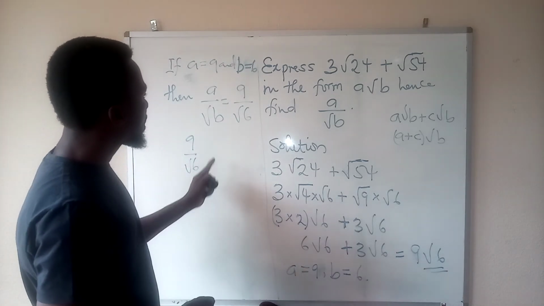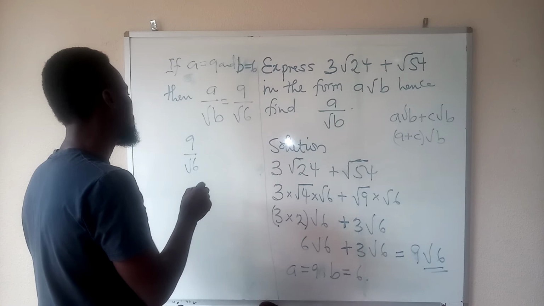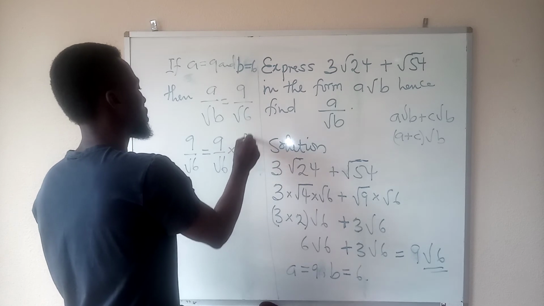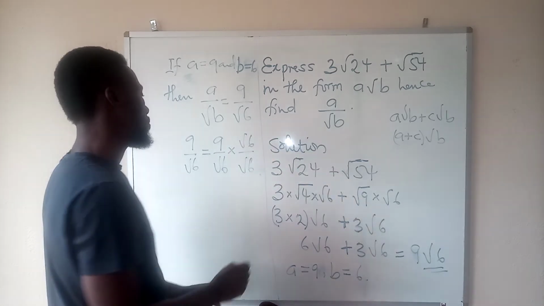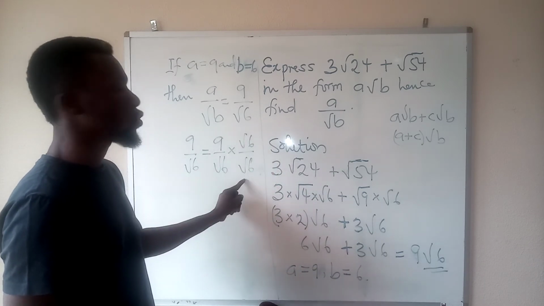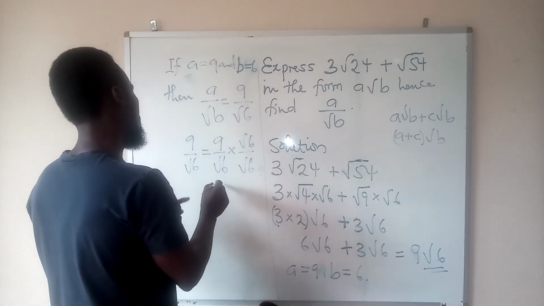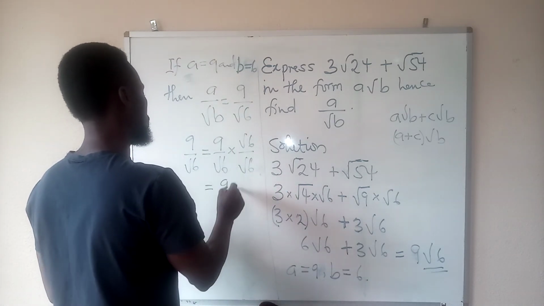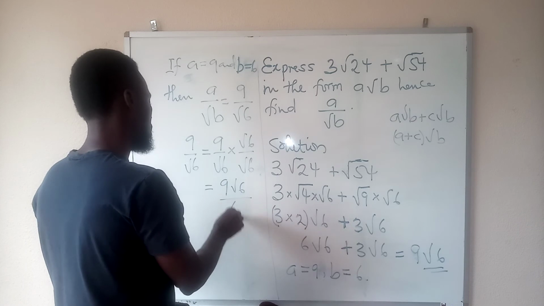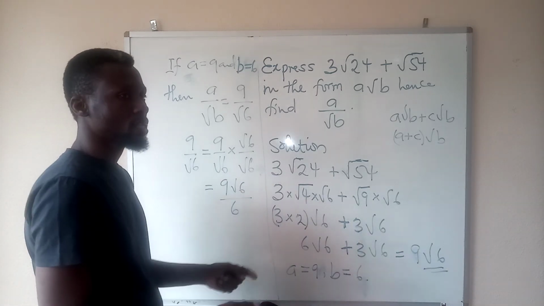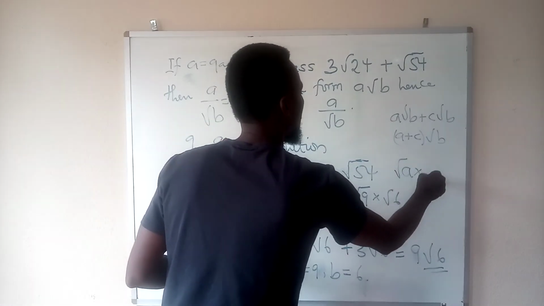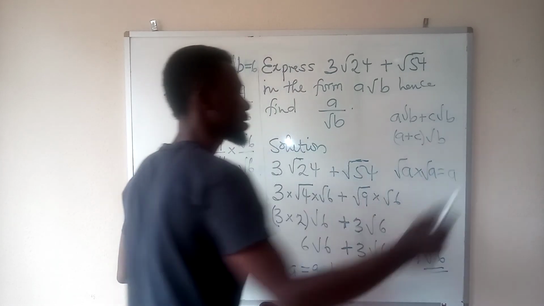We know that 9 over the root of 6 can be simplified by rationalizing the denominator. We multiply by root 6 over root 6. That will give us 9 root 6 over root 6 times root 6, which is 6. Because root 6 times root 6 is root 36, and the root of 36 is 6. So the rule says that if you have root a times root a, the answer is a. It's as simple as that.